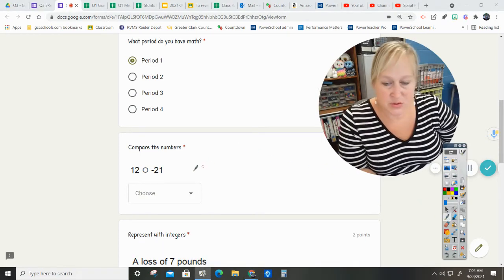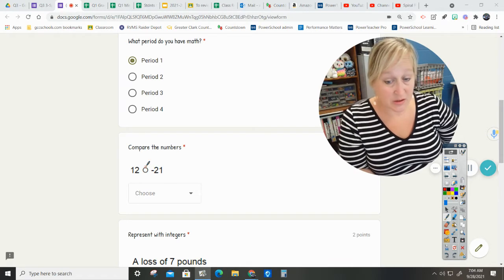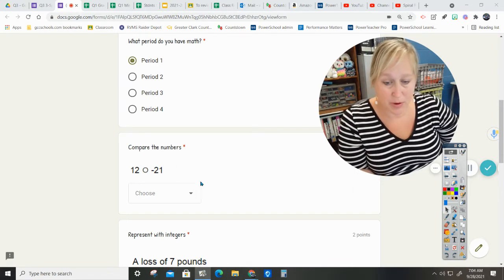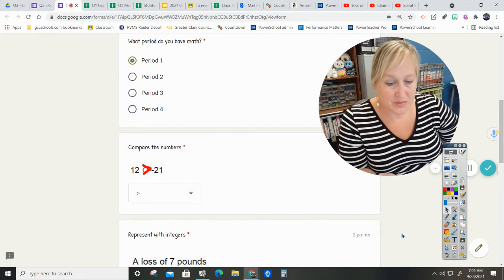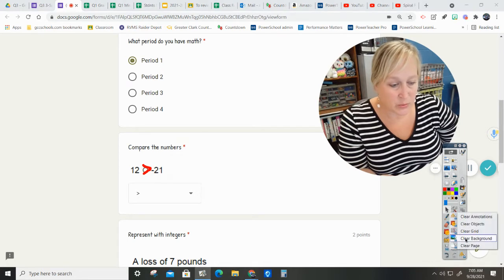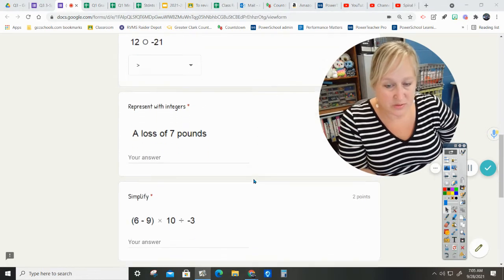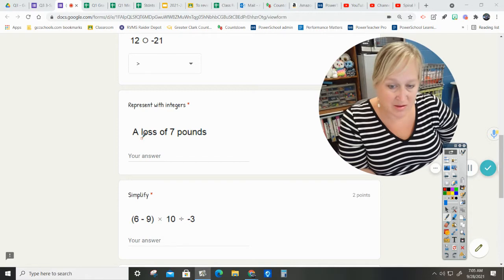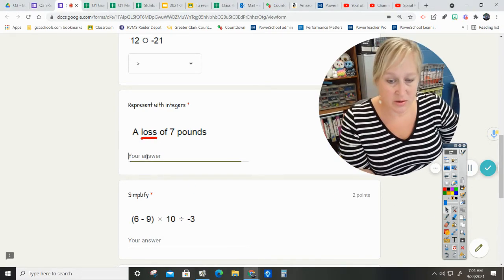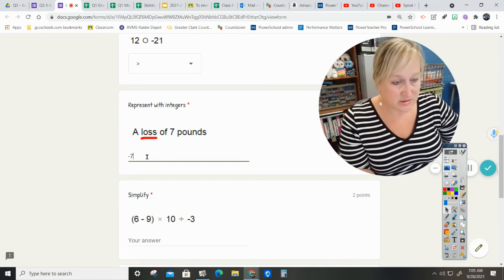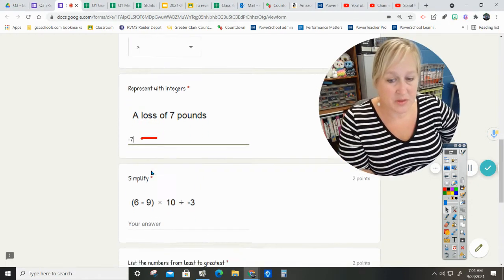Okay, so this first one, we need to know which number is the greater number, and we've got to choose the proper greater than or less than sign. Well, I know that 12 is greater than negative 21, so I'm going to choose this one. Next, we will represent with integers. Well, a loss means that it's decreasing, so the answer to this one will be negative 7 because it's decreasing.